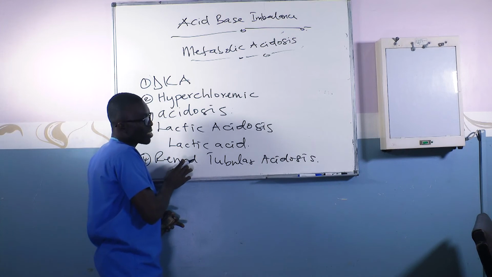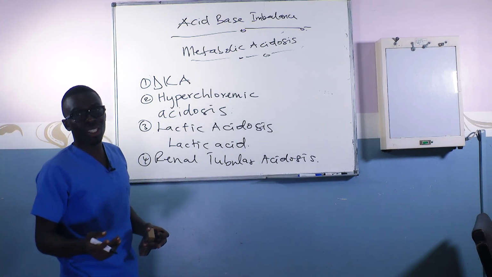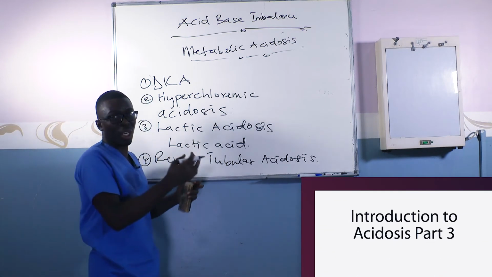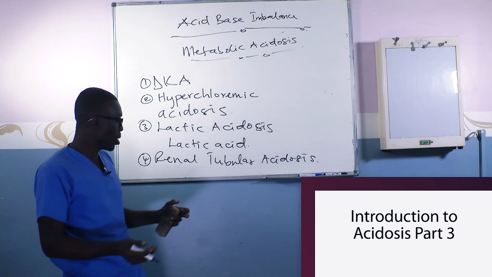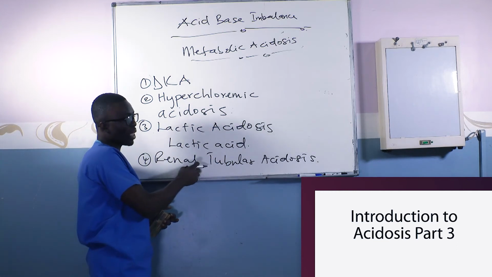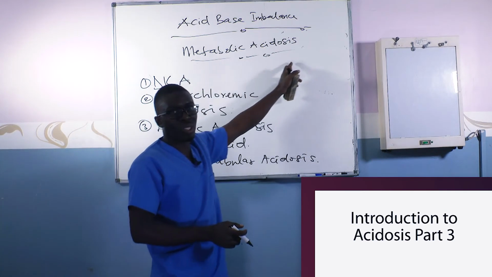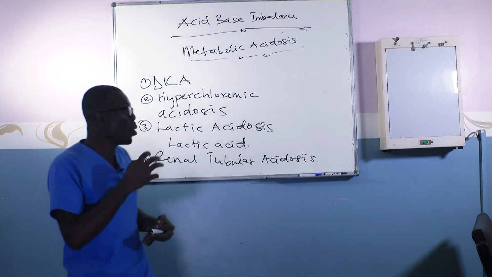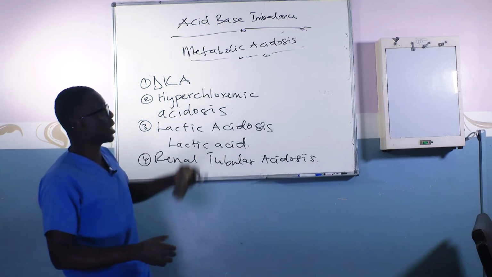kidneys or the renal system cannot excrete the hydrogen ions through our urine, leading to excessive accumulation of what? Hydrogen ions. And you know that when hydrogen ions accumulate, from our previous lesson, it leads to what? Acidosis. So because it's inability of the kidney to excrete it, then we call it what? Metabolic what? Acidosis. So basically, these are the most important points that you have to understand under metabolic acidosis.